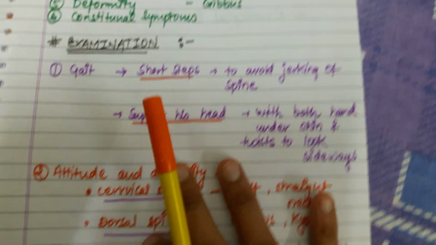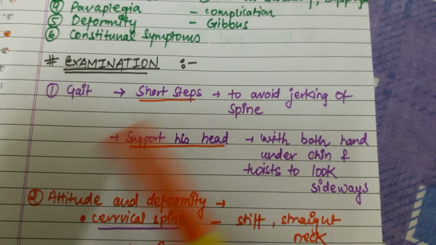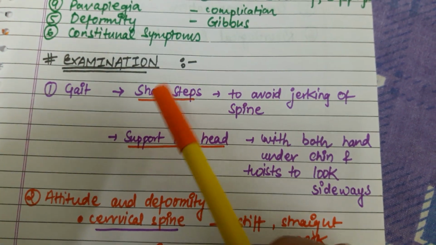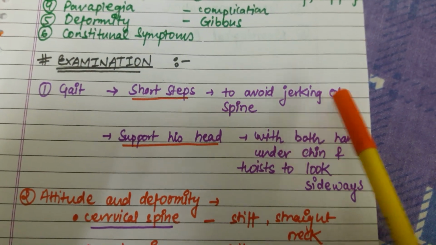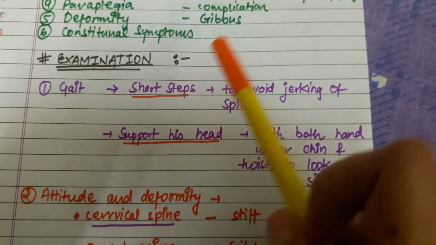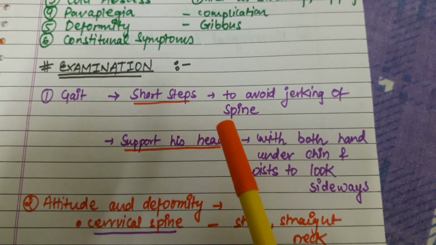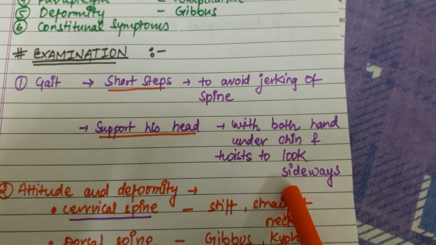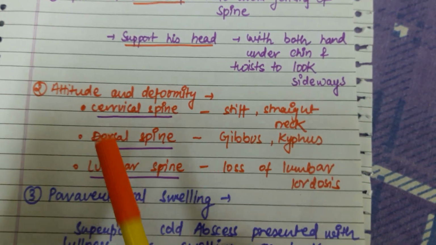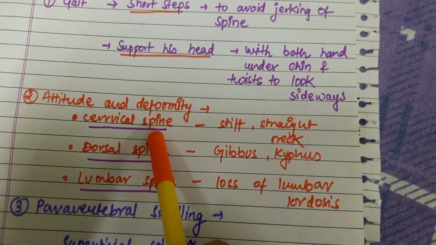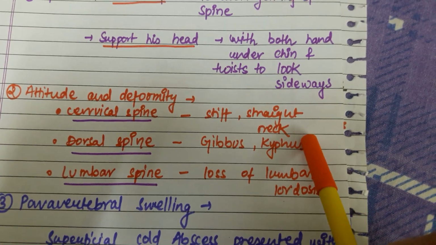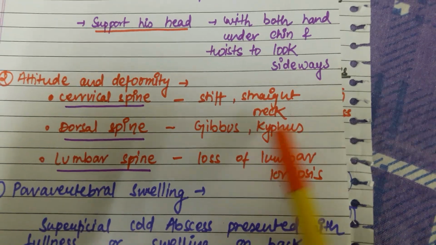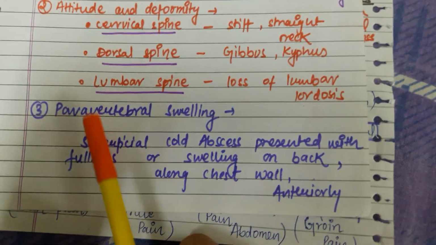Now examination. When the patient arrives to you, first you have to examine gait of patient. Short steps. To avoid jerking of spine, patient walks with short steps and supports his head with both hands under chin and twists to look sideways. Attitude and deformity. If cervical spine is involved, stiff and straight neck will be there, and dorsal spine, gibbous and kyphus. If lumbar spine, loss of lumbar lordosis can be there.